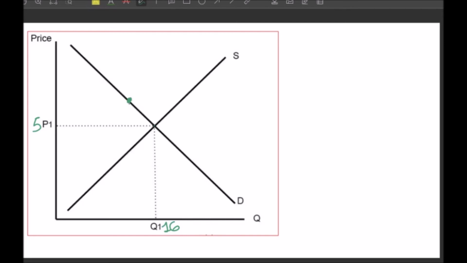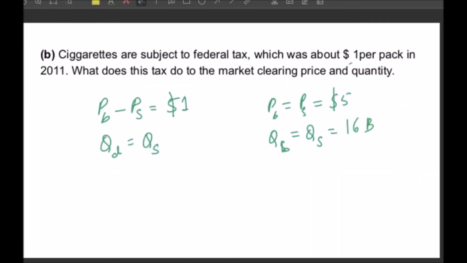Let's say the following changes have been introduced. The price paid by the buyers now increases, and also the price received by the sellers reduces. But the quantity bought and sold remains the same. Here, this is the price paid by the buyers and this is the price received by the sellers. So now let's derive what these prices are through this equation.